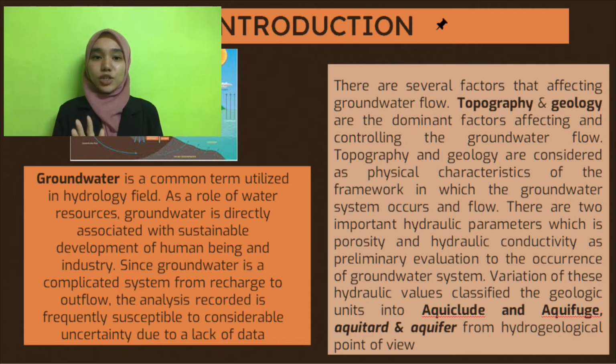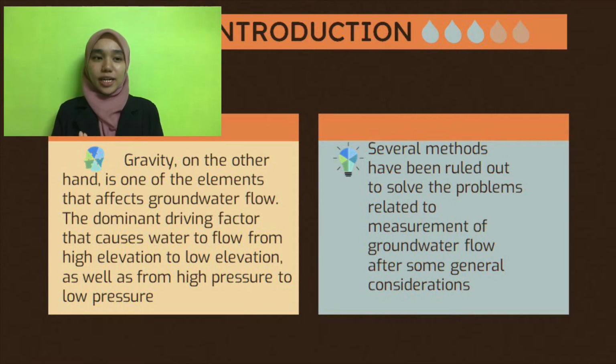There are two important hydraulic parameters, which are porosity and hydraulic conductivity, as preliminary evaluation of the occurrence of the groundwater system. Gravity, on the other hand, is one of the elements that affect groundwater flow. It is the dominant driving factor that causes water to flow from high elevation to low elevation, as well as from high pressure to low pressure. Several methods have been ruled out to solve the problem related to measurement of groundwater flow after some general consideration. And in this report, we will discuss the method that has been chosen to measure the groundwater flow.